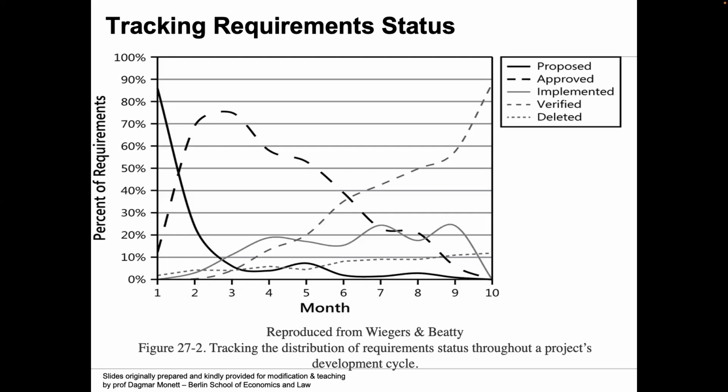So if we track the distribution by percentages, it doesn't show whether the number of requirements in the baseline is changing over time or not. The number of requirements increases as scope is added and decreases when functionality is removed from the baseline. So would anyone like to explain this graph?